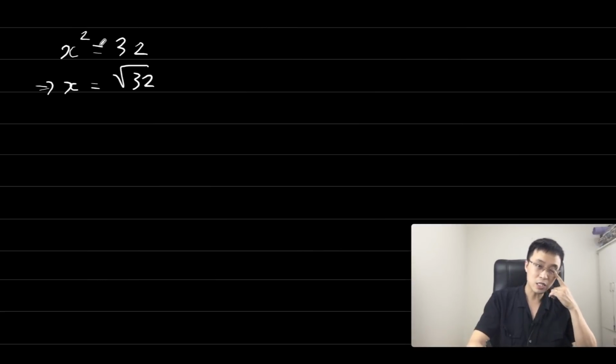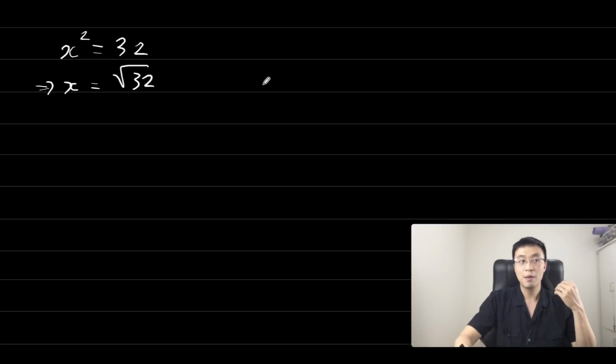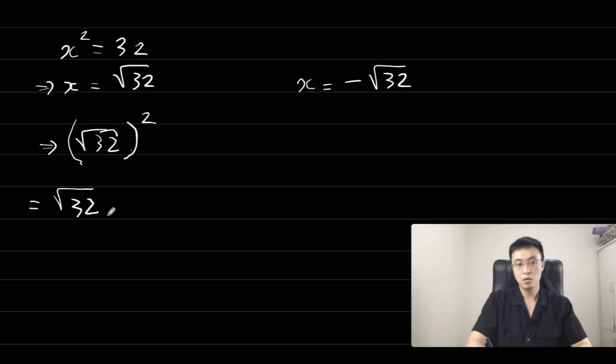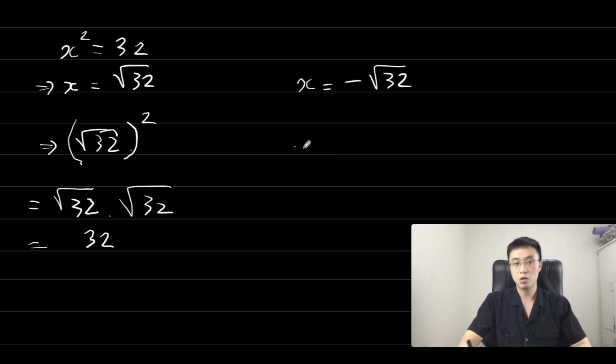When you take x squared equal to 32, x will be equal to the square root of 32, but it's also equal to the negative of the square root of 32, because when you multiply the square root of 32 by itself, it will be equal to 32. So x on this side has the same meaning.